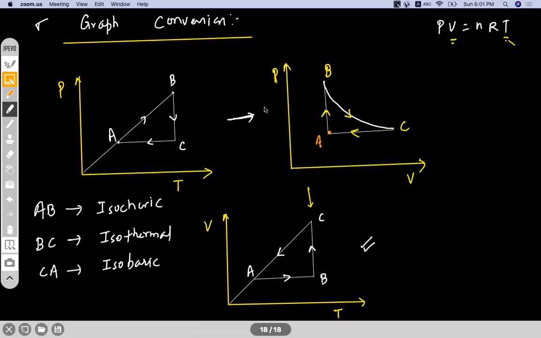Okay, so you want to do one more graph conversion? Okay, you see this.